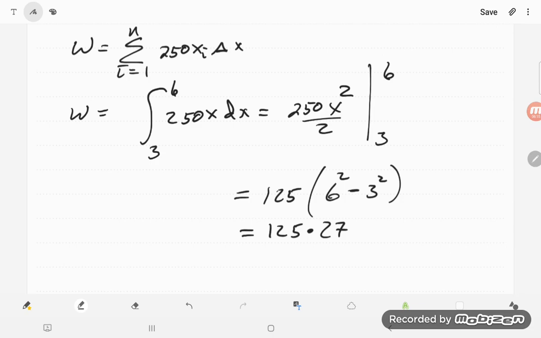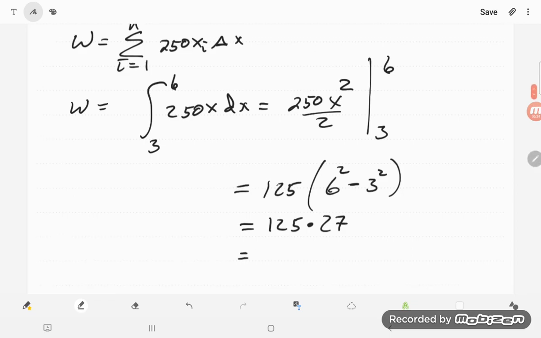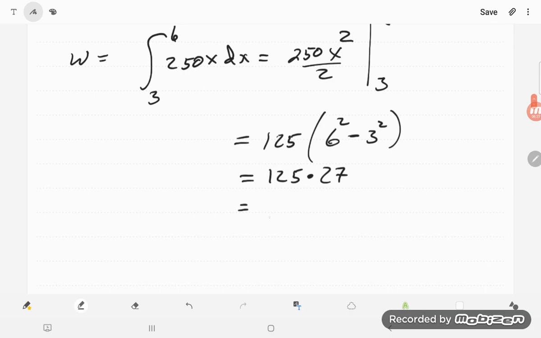And that, according to the textbook, is 3,375 inch pounds. I guess we do foot pounds, so sure, inch pounds. Okay, so that is example 2.